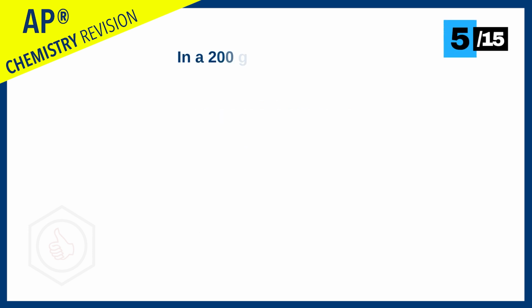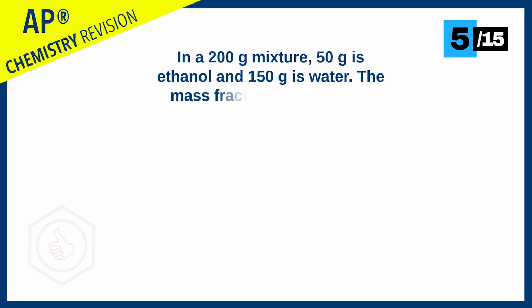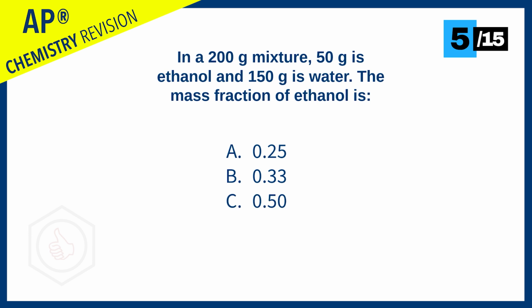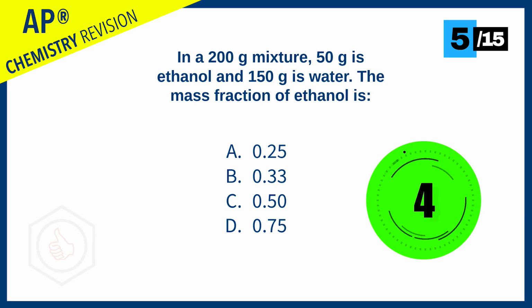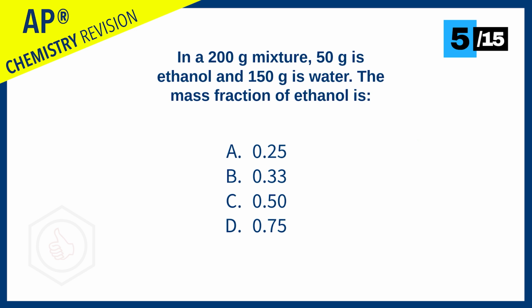In a 200-gram mixture, 50 grams is ethanol and 150 grams is water. The mass fraction of ethanol is 0.25, 0.33, 0.50, or 0.75. The answer is 0.25, because 50 grams is a quarter of 200 grams, which means the fraction of ethanol by mass in a mixture is 0.25, a quarter.